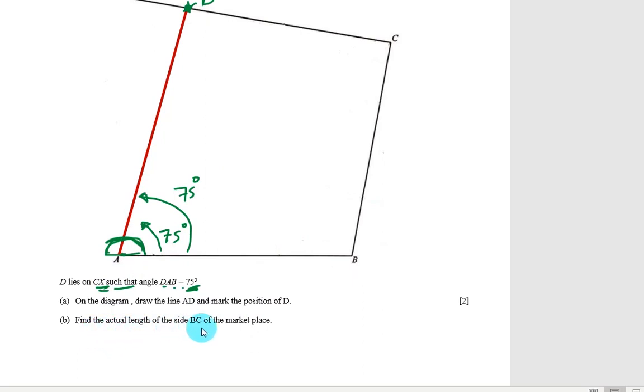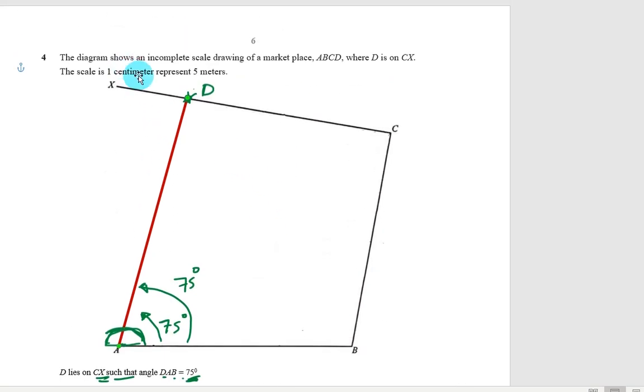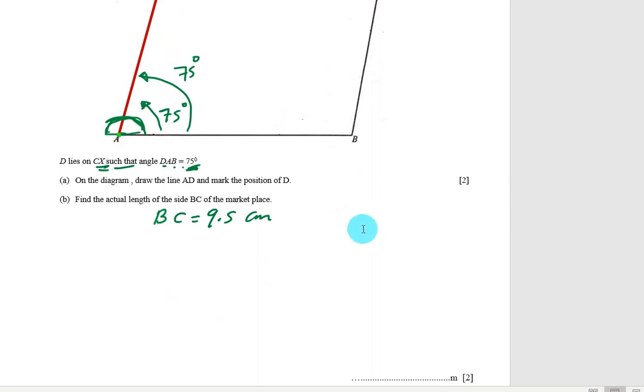Find the actual length of BC in the market. If you bring your ruler and measure BC, you will see that BC is equal to 9.5 centimeters. It is set up in the question that 1 centimeter represents 5 meters in real life. So 1 centimeter is equal to 5 meters in the field. Now he needs the length in the marketplace. So how many centimeters do I have? 9.5 centimeters. So what is the exact length in meters?